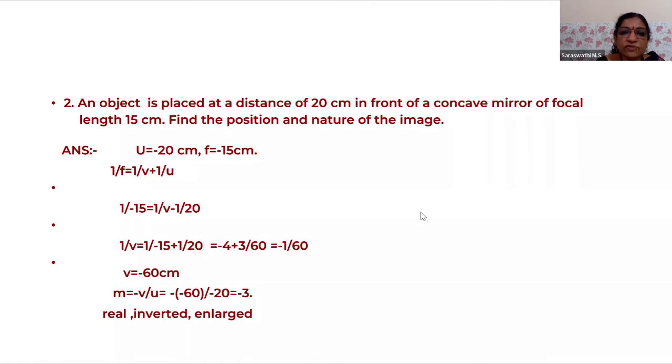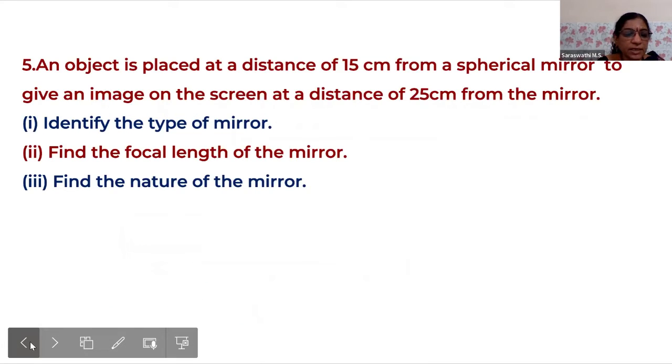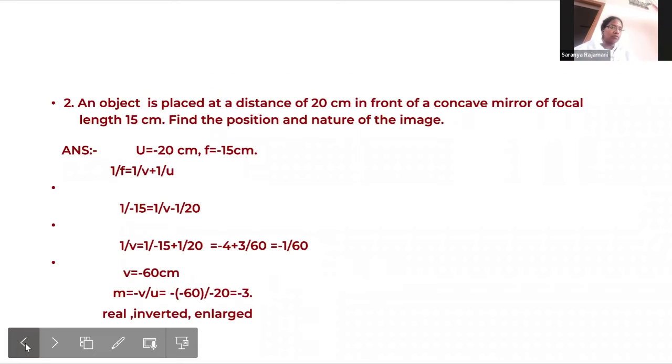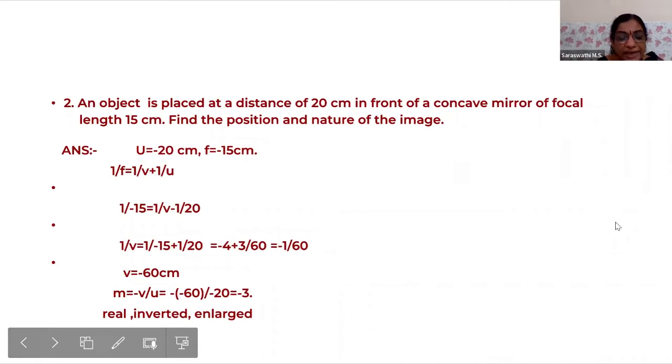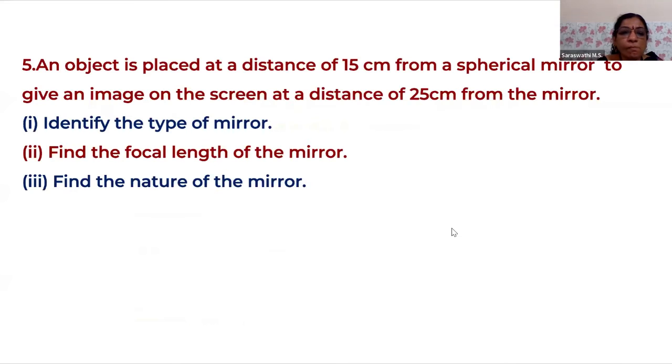Again, when you are asked to comment about the nature of the image, you always find the magnification. m is equal to minus v by u, which is minus of minus 60 by minus 20, which is minus 3. So what do you infer from the magnification? Minus 3. Real and inverted. The minus sign tells you it is real and inverted. 3 is greater than 1, which tells you it is enlarged. Am I clear? Yes, ma'am.